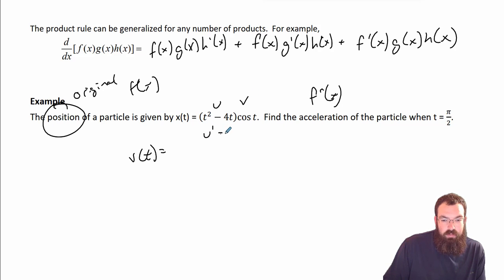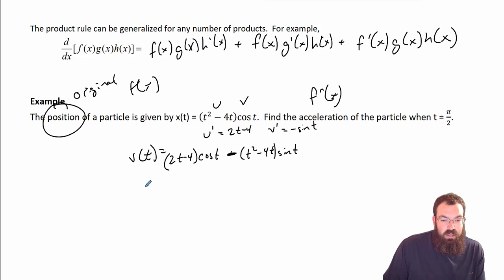And so u prime is what? 2t minus 4. V prime is equal to negative sine of t. So v of t is u prime v, so it's 2t minus 4, all of that times cosine of t, plus, and really it's a minus, we'll say it's t squared minus 4t times sine of t. The negative just came over here. Now we got to find the derivative of this. So that's v, so now we got to find a of t, because that's what we ultimately want.